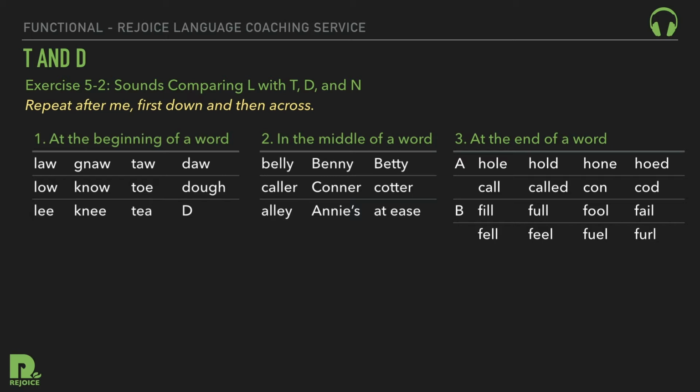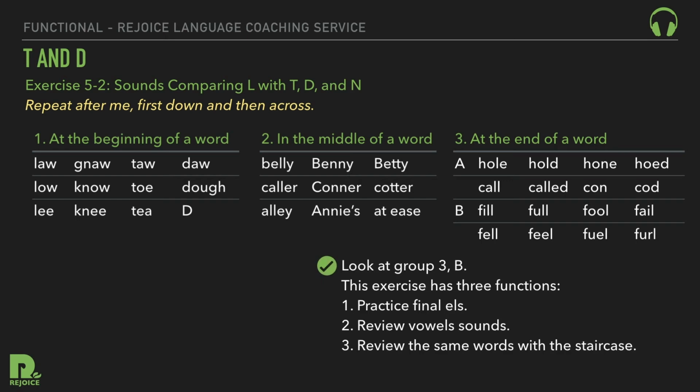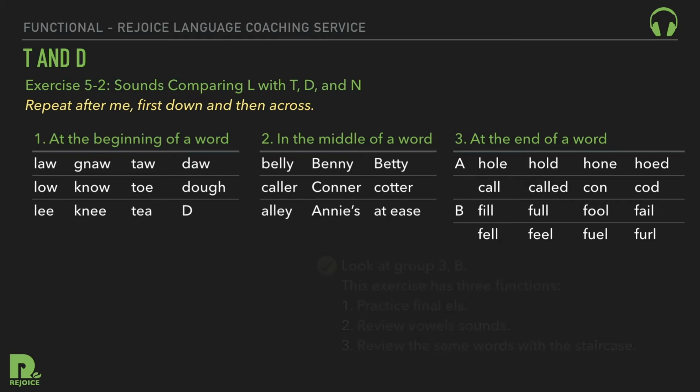Repeat the last group of words. Fill, full, fool, fail, fell, feel, fuel, furl. Look at the group 3B. This exercise has 3 functions. 1. Practice final L's. 2. Review vowel sounds. 3. Review the same words with the staircase.